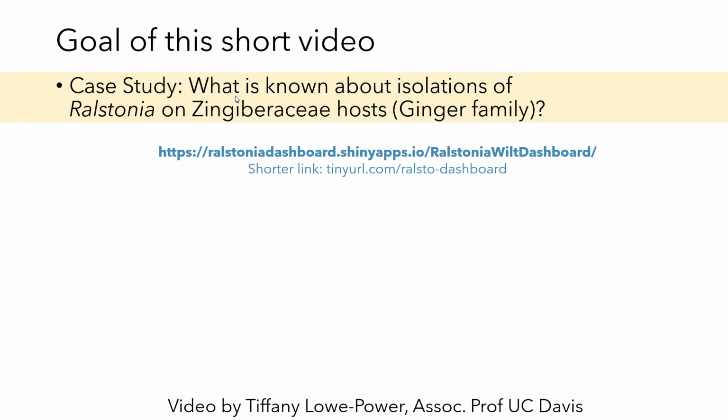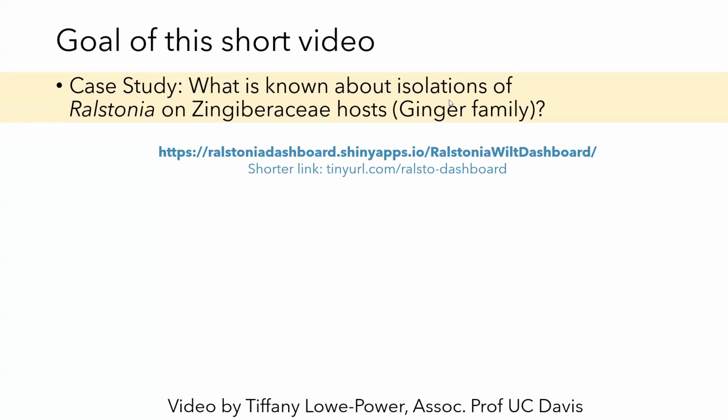This case study video focuses on what is known about isolations of Ralstonia on the Zingiberaceae hosts. So this is the ginger and turmeric family. Ginger and turmeric are both rhizome crops. So the food that we eat, those ginger rhizomes, those are below ground organs that also are vegetative propagation material for the next crop of ginger and turmeric.